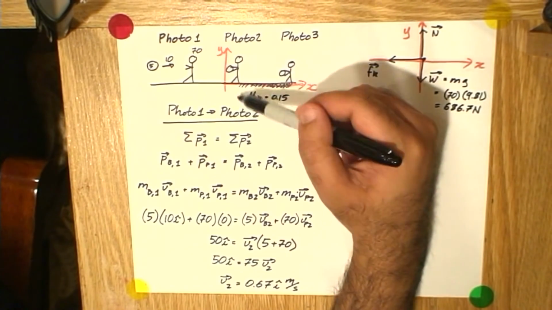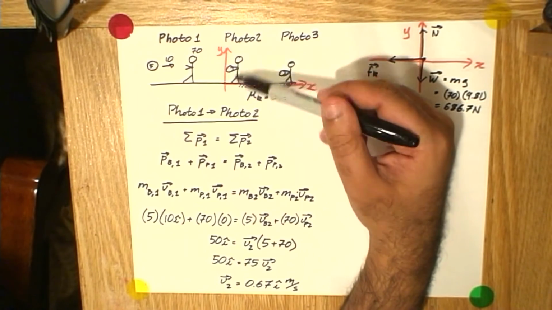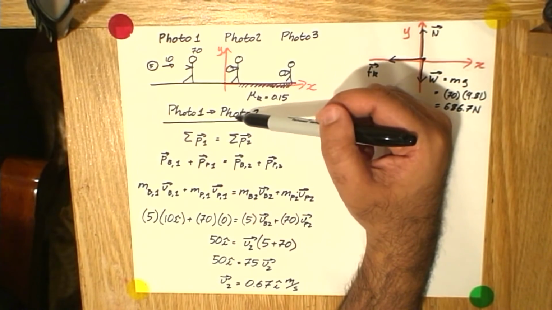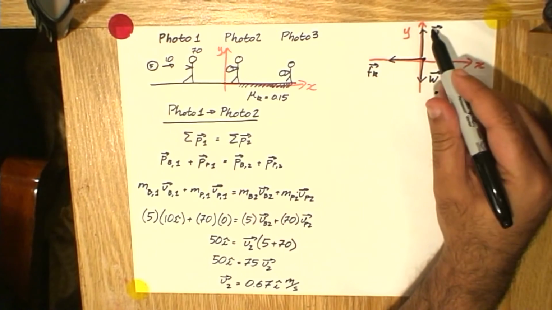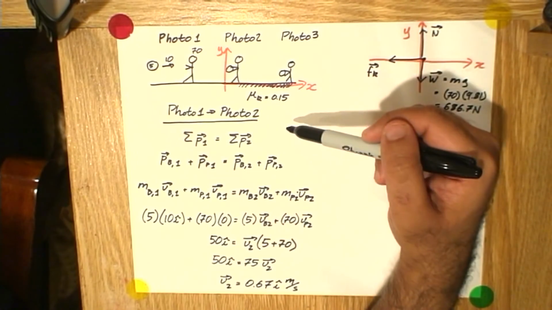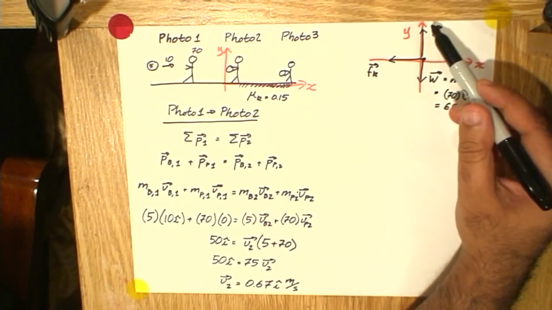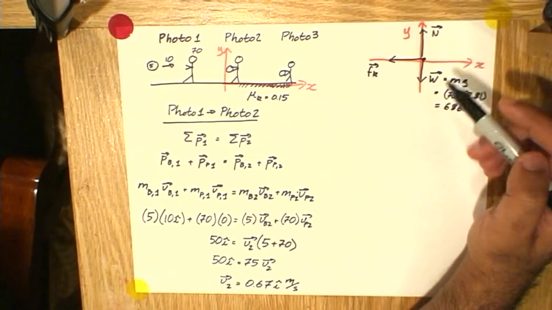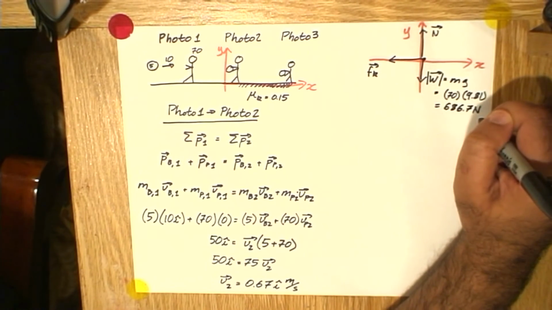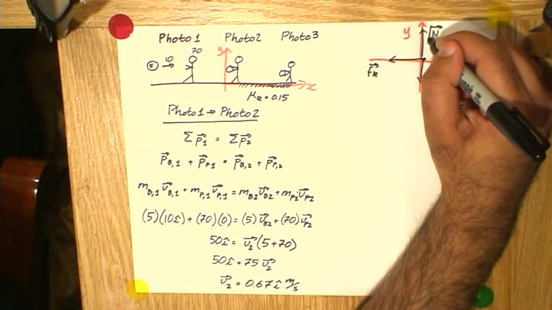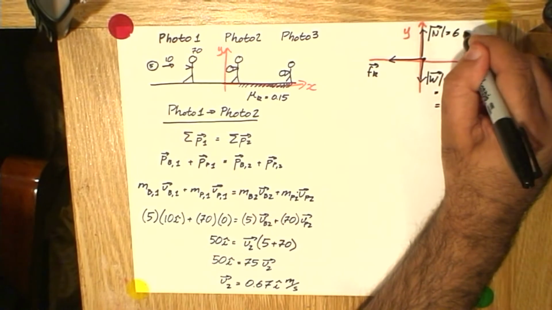Now, this person is not accelerating in the y direction. They aren't collapsing into the ground, and they're not levitating off the ground. So that means that there is no acceleration in y, and therefore the two forces in y must exactly balance each other out. So if the size of the weight force was 686.7, that means the size of the normal force is also 686.7.